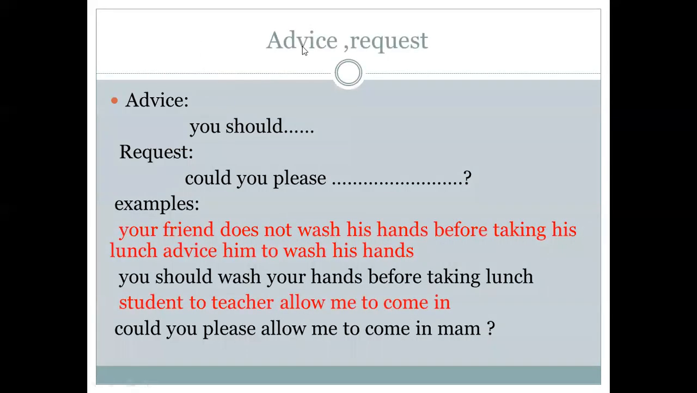And advice or request is very easy. When a sentence is to be converted into advice, we should use you should, and in the request form, you should use could you please and end with a question mark. Examples: your friend does not wash his hands before taking lunch. Advise him to wash his hands. You should wash your hands before taking lunch. Student to teacher: allow me to come in. So it should be in request form. Could you please allow me to come in, ma'am?